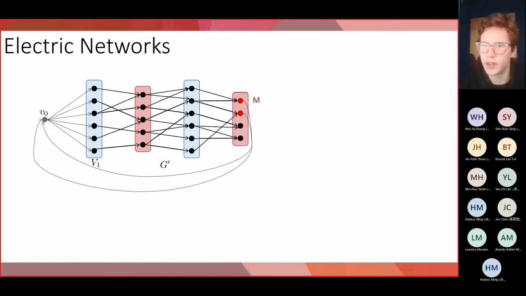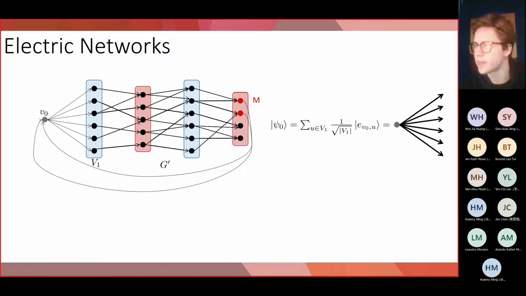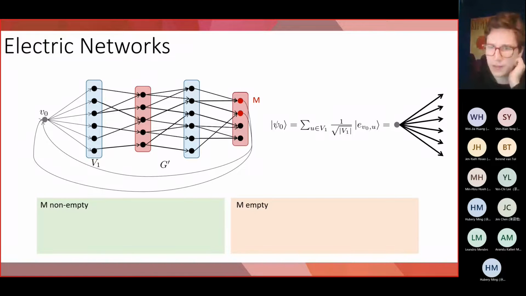Another important state related to this graph will be the initial state. It's all the edges that are coming out of V0 and that are going into the first layer of our graph. And remember, we're considering the decision problem whether the graph has any marked vertices or not. So we will not be interested in deciding what the marked vertex is, but we just have to decide whether this graph has any marked vertices or not. So we have two cases: decide whether M is non-empty or decide whether M is empty.